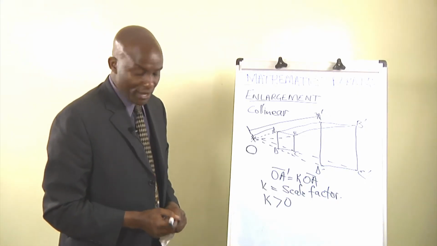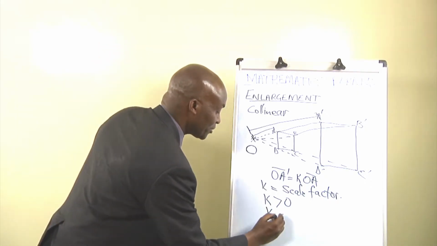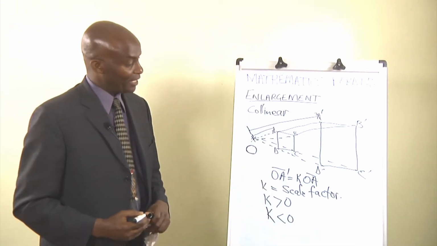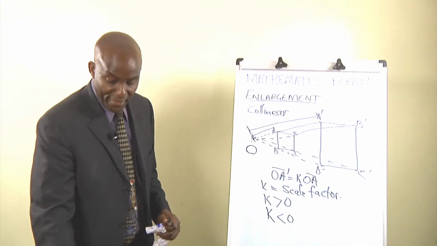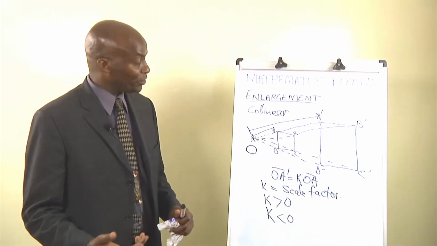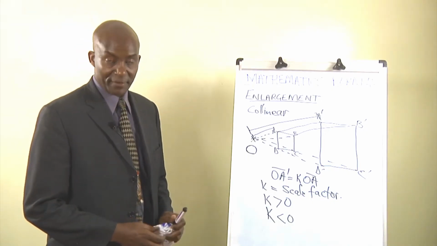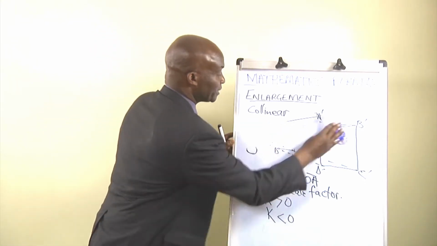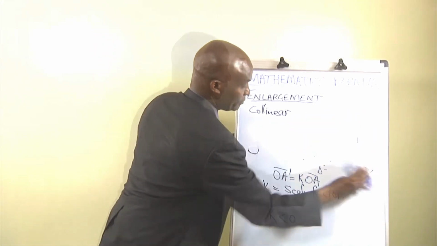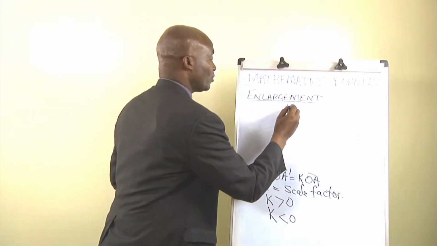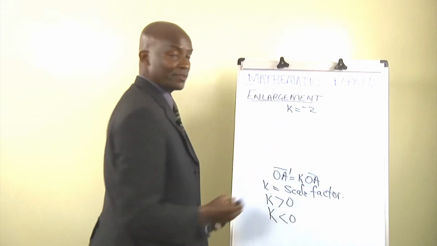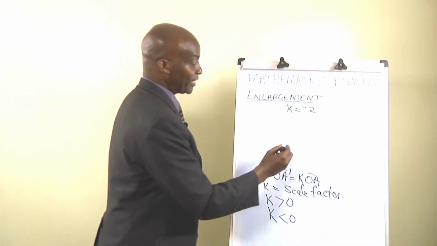How about if K was less than 0? What would happen? If K was less than 0, then the object and the image are on opposite sides of the center of enlargement. And I will illustrate this. Supposing I had drawn K equals -2. The scale factor is -2.